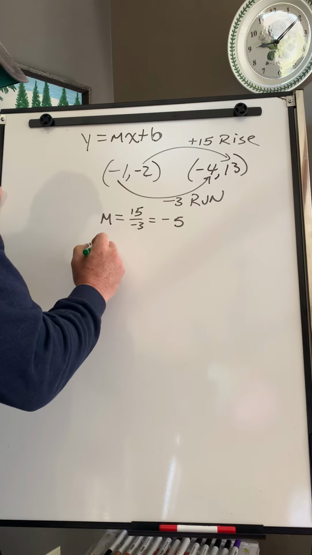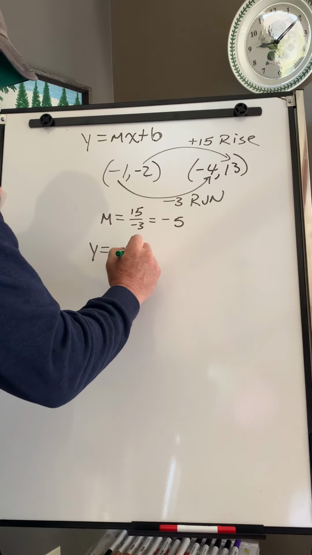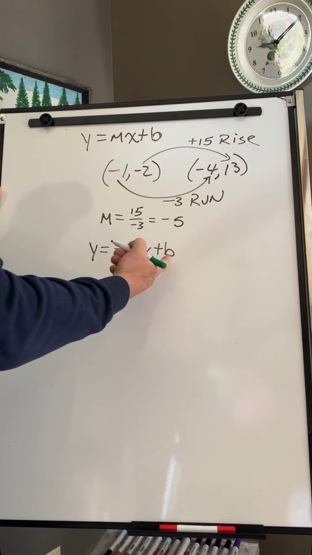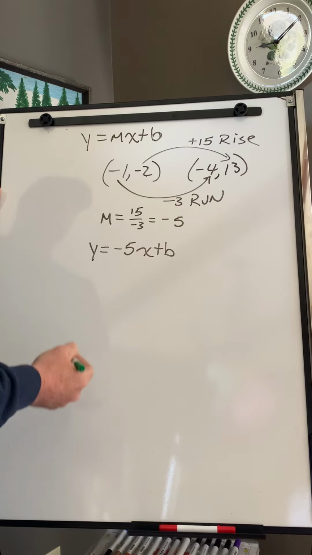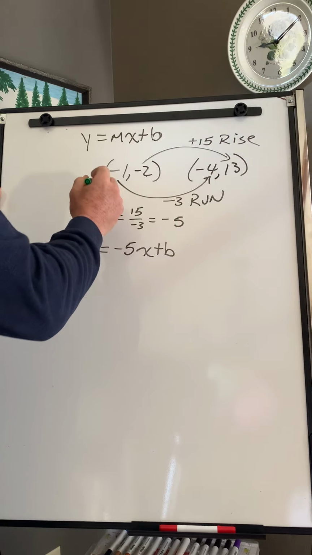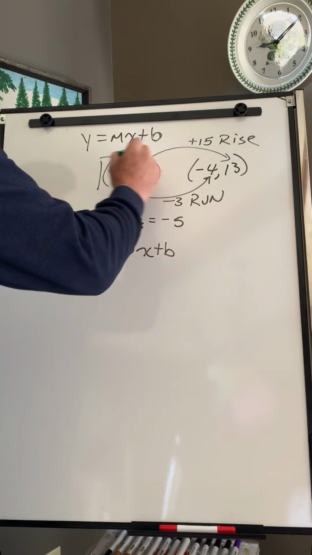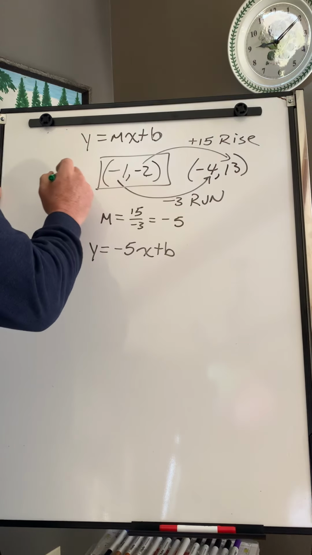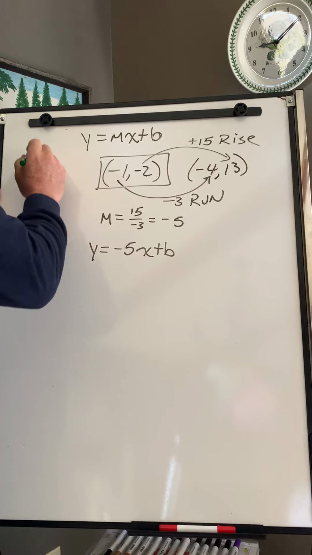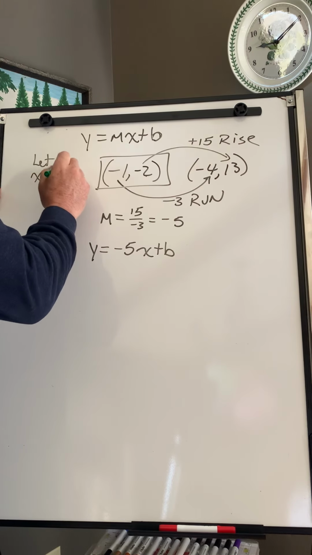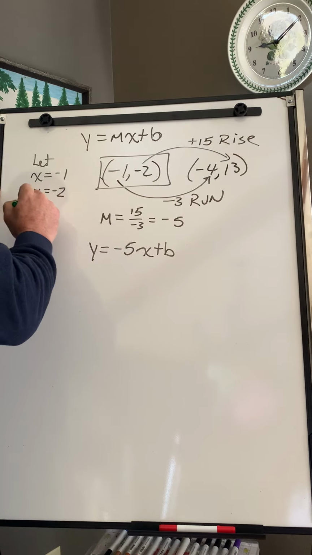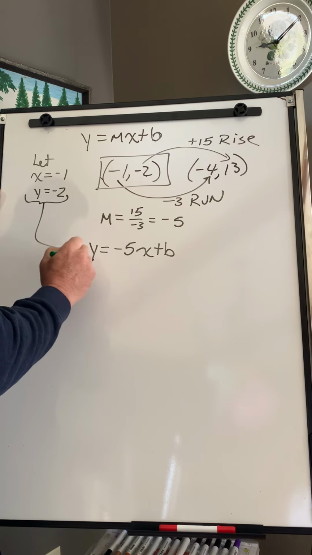So we're at this point now. y equals -5x plus b. How am I going to solve for b? I don't have the equation till I do, because I don't know the y-intercept. Well, if I take a point, say we'll pick this one, it doesn't matter which one, they're both going to give me the same answer. I'm going to let x equal -1 and y equal -2, and those are going to go in here.